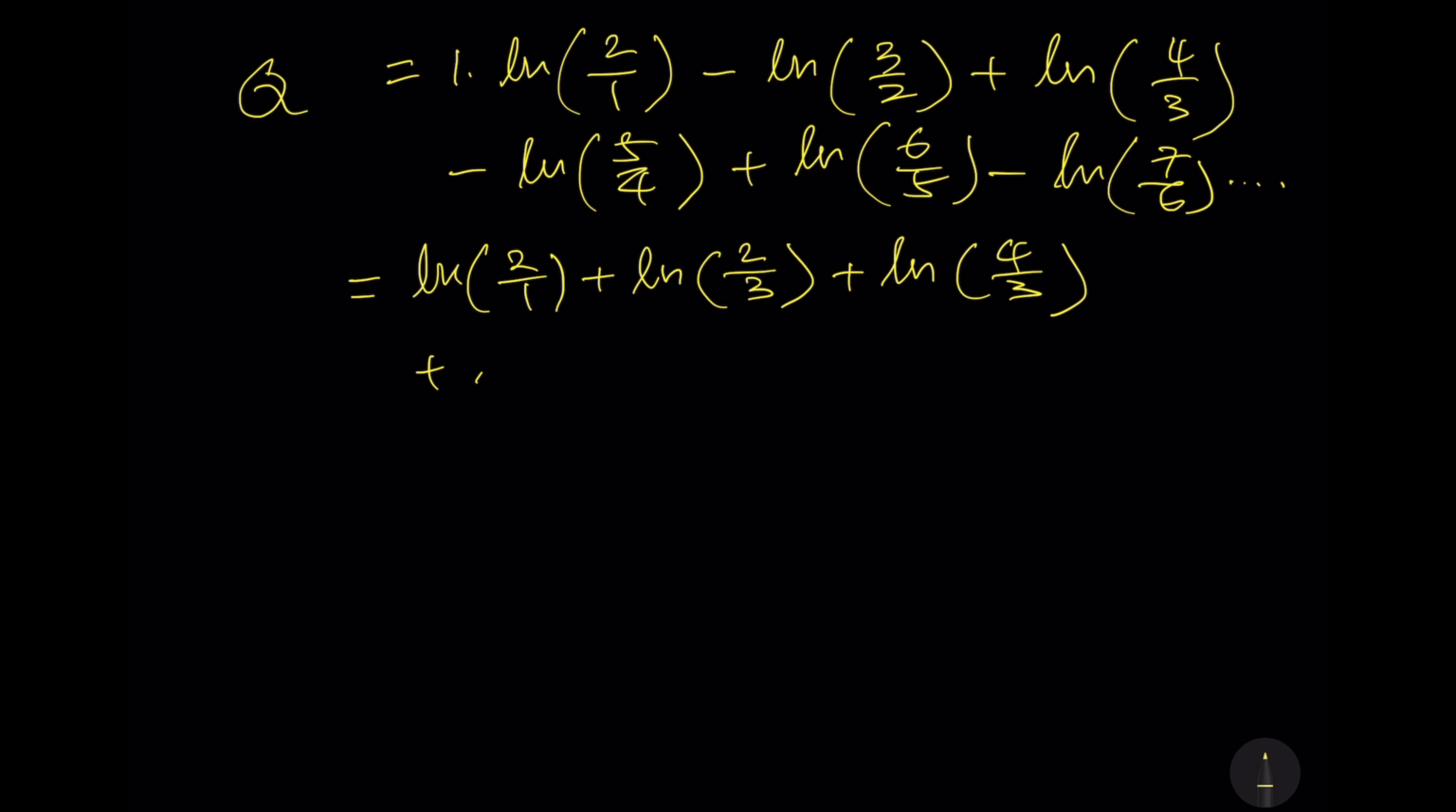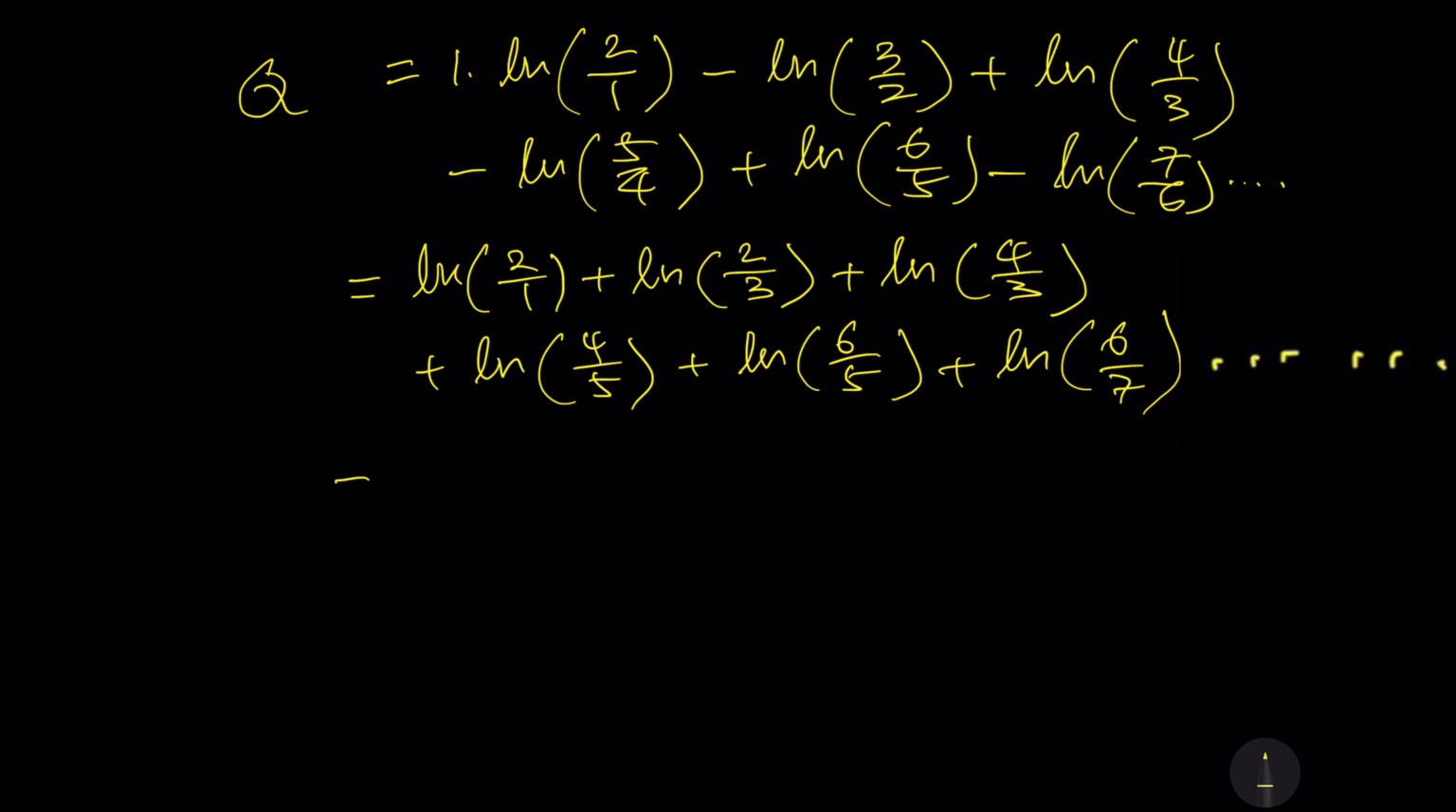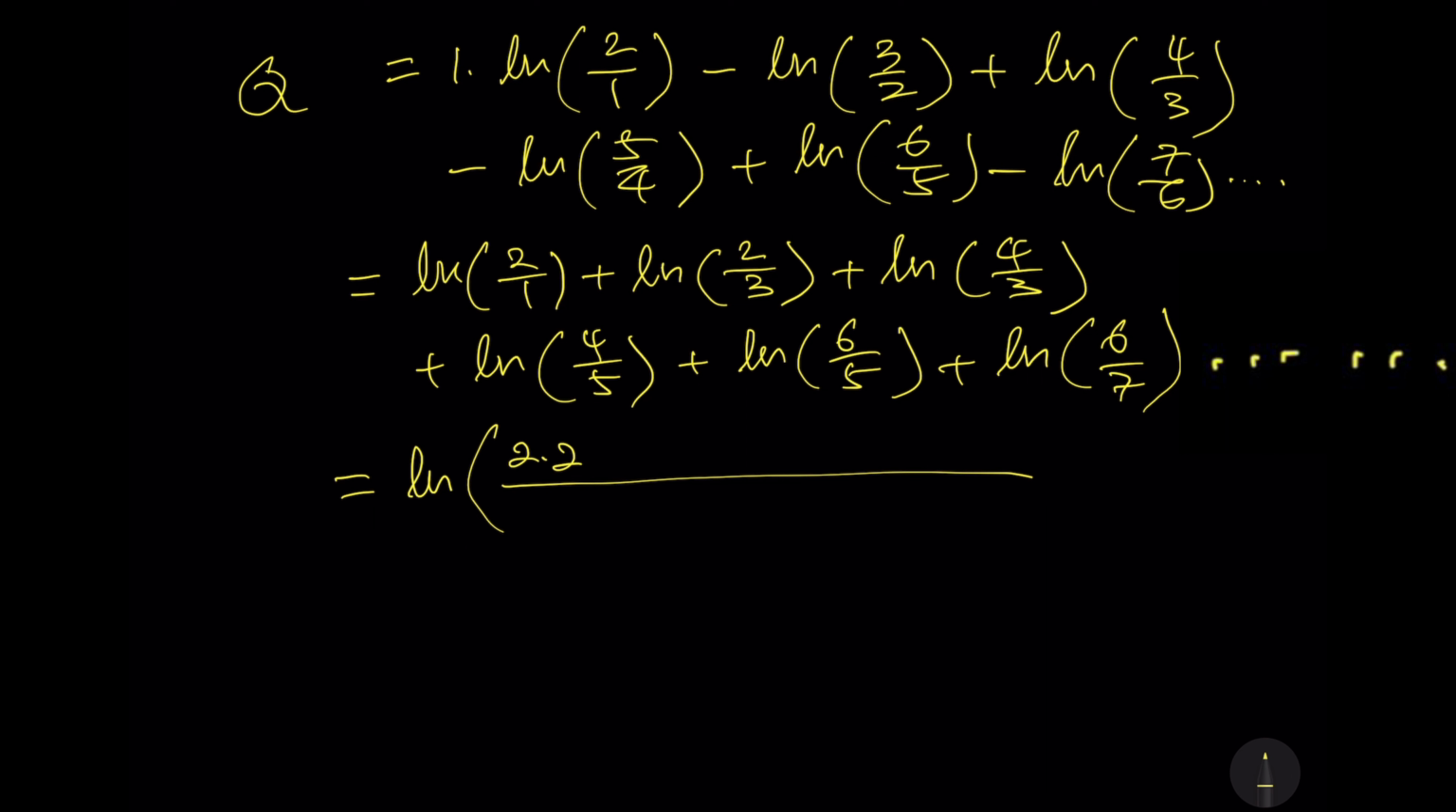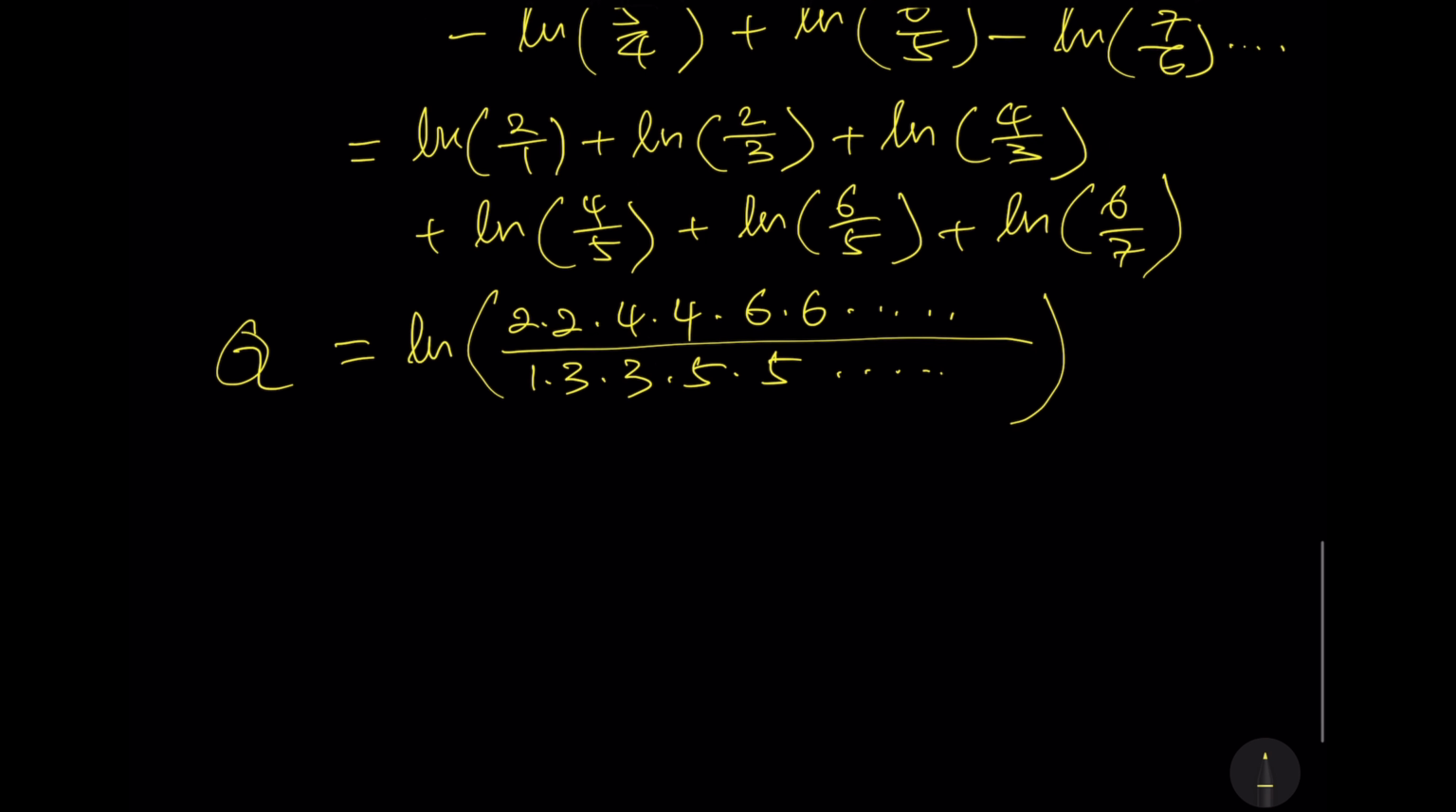3 plus natural log 4 over 5 plus natural log 6 over 5 plus natural log 6 over 7 and so on, which equals the natural log of a fraction where the numerator is 2 multiplied by 2 multiplied by 4 multiplied by 4 multiplied by 6 multiplied by 6 and so on, while the denominator is 1 multiplied by 3 multiplied by 3 multiplied by 5 multiplied by 5 and so on.